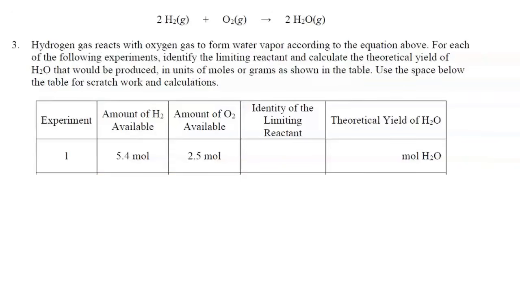All right, moving on to question 3. Hydrogen gas reacts with oxygen gas to form water vapor according to the equation above. For each of the following experiments, identify the limiting reactant and calculate the theoretical yield of water that would be produced in units of moles or grams as shown in the table.